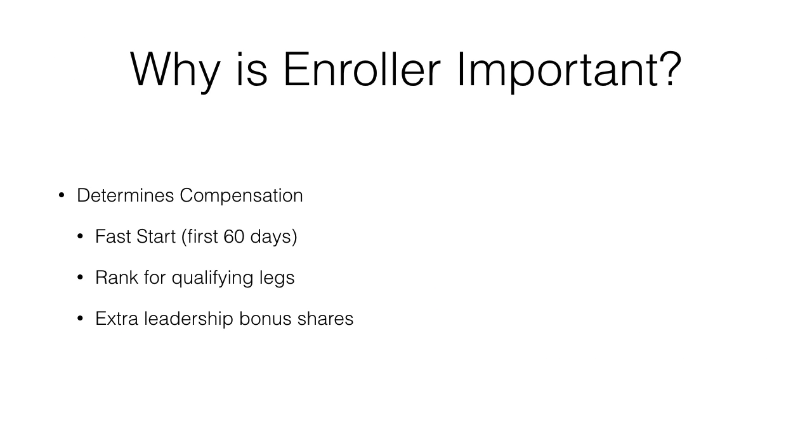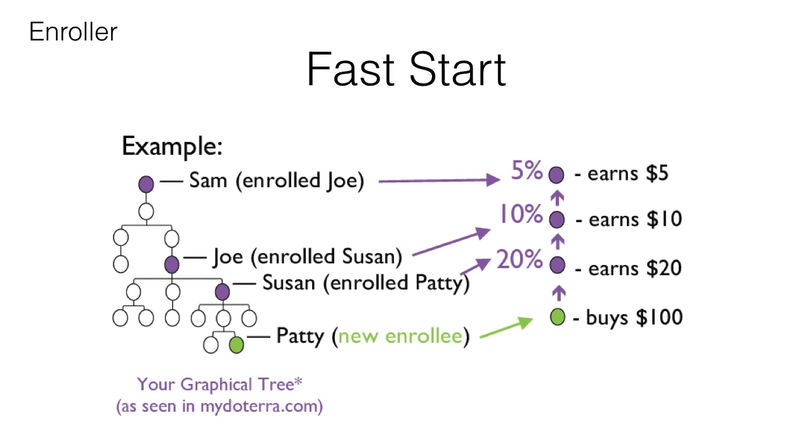So why is that important at all? Enroller status is important because it helps determine how compensation is paid. And that's important in three areas, which I'll just briefly go over today. That's fast start, qualifying legs for rank, and extra leadership bonuses. First is fast start. We'll explain fast start in other presentations, but here just know that when someone enrolls, for the first 60 days, the commission for anything they buy is paid to the enrollers.